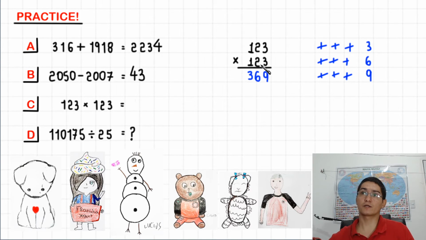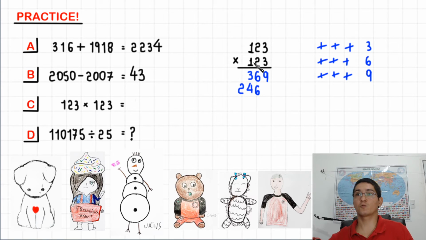Next, we work with 2. 2 times 3 is 6, and I write that result at the bottom of this column. 2 times 2 now equals 4, I write here on the left. 2 times 1 equals 2, I write here on the left.